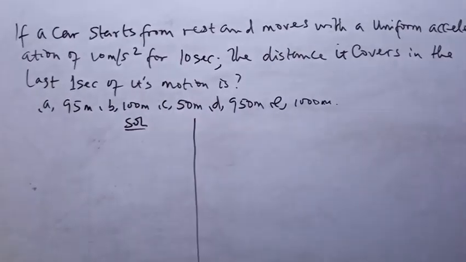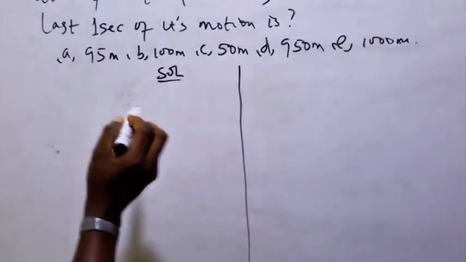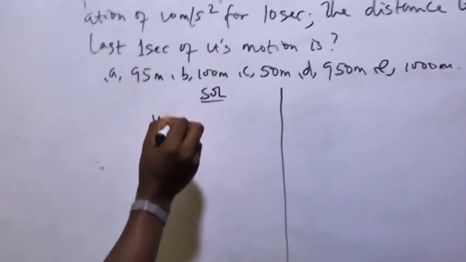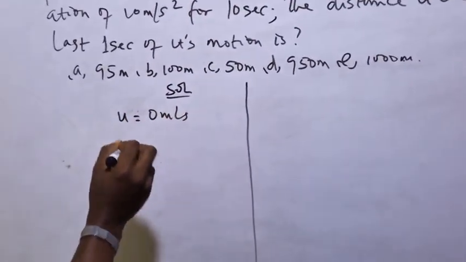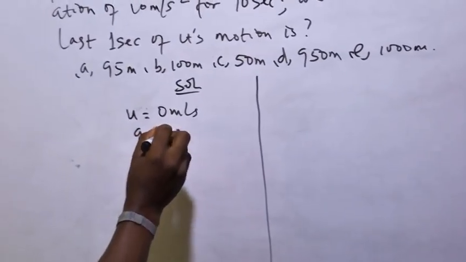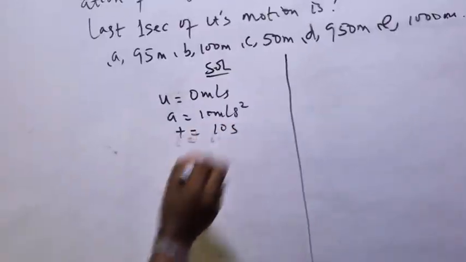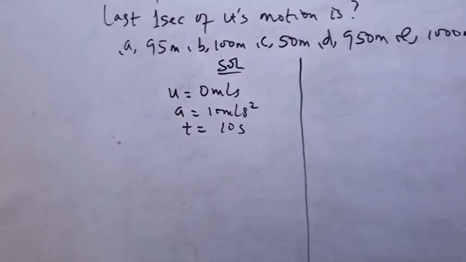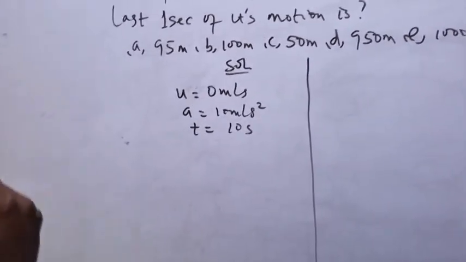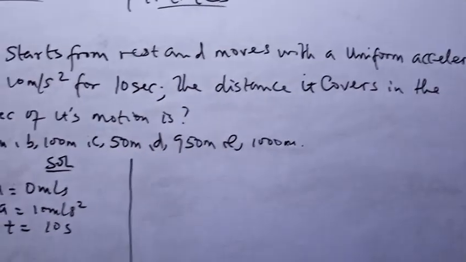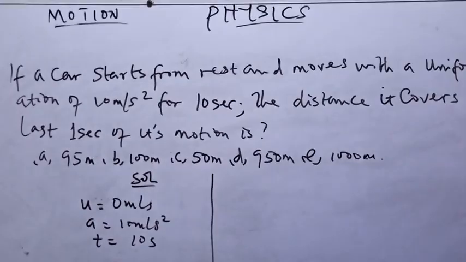Solution. We have the given: u, the initial velocity, is 0 meters per second. The acceleration is 10 meters per second squared, and the time is 10 seconds. Now, we use the formula from what is stated. If you have watched the other video where I displayed the formulas for motion, you will know from what is given the right formula to use.